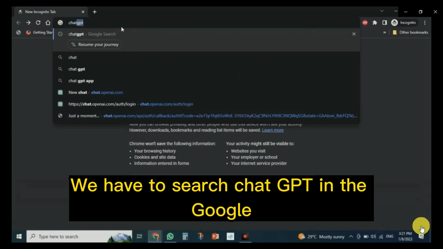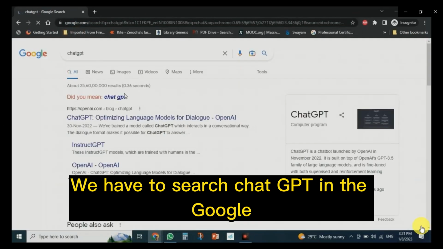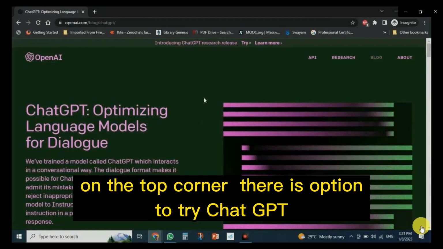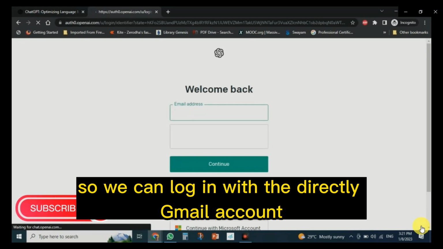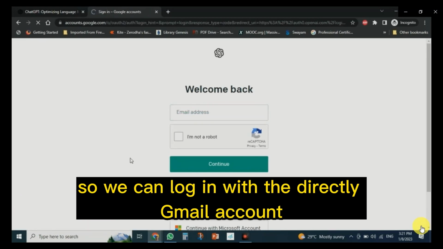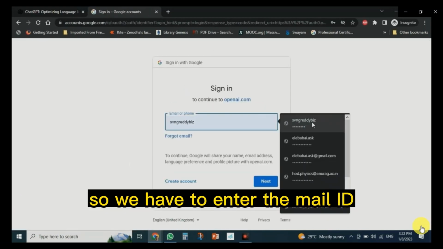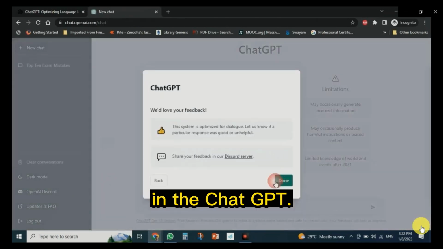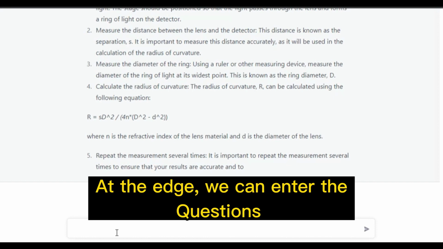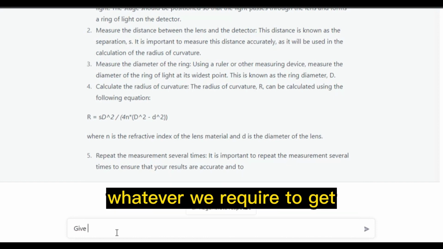Alright, we have to search for ChatGPT in Google and enter the website. Then in the top corner there is an option, where we can get the sign in option and log in as well. We can log in with a Gmail account. We have to enter the mail ID and password so that we can go to the first page in ChatGPT. There, at the end, we can enter whatever we require.